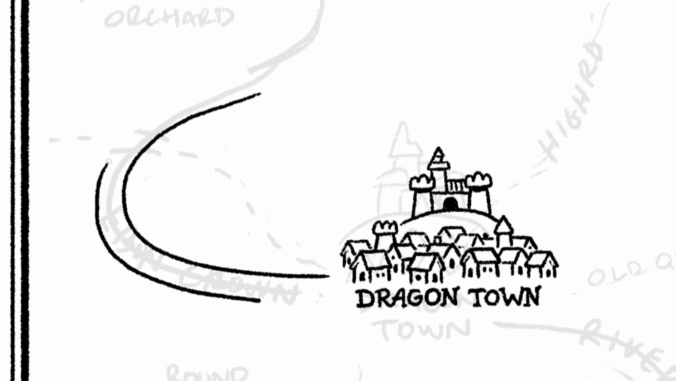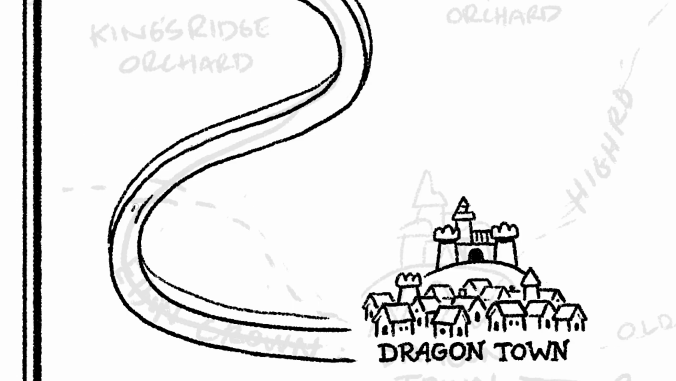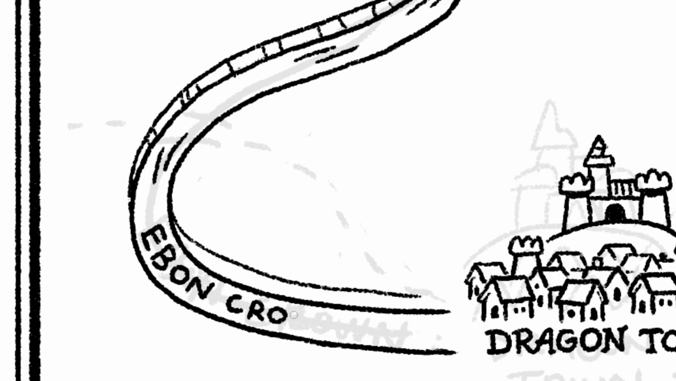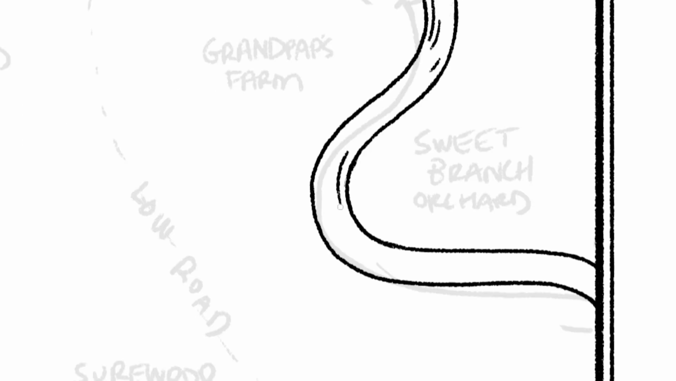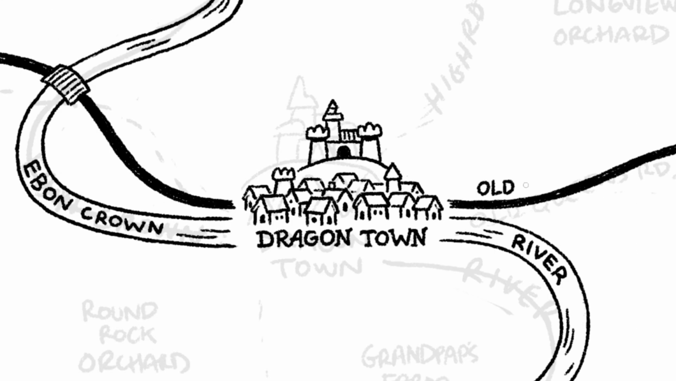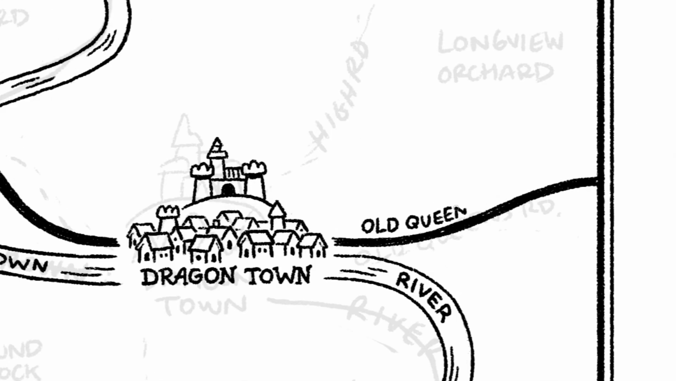Okay, so Dragontown is located in the center of the valley on the Ebon Crown River, and the east to west, north to south roads cross in the middle of Dragontown. And I just like to draw the rivers and the roads first because all of the other locations on this map are going to be divided up by the water and the pathways leading into Dragontown. You know, it's kind of like playing SimCity.